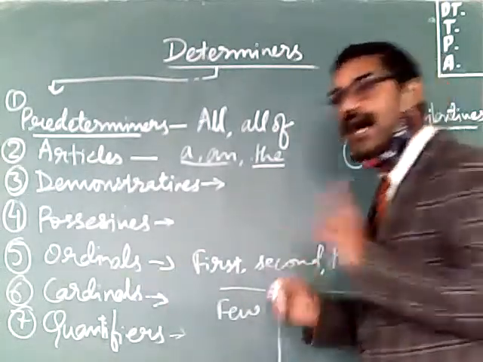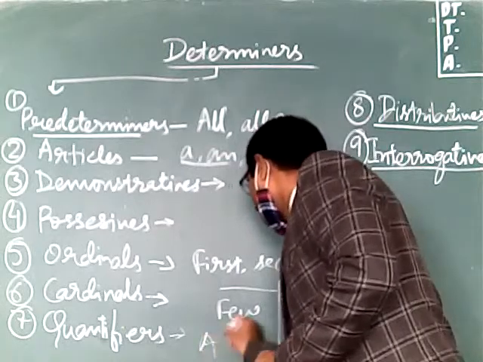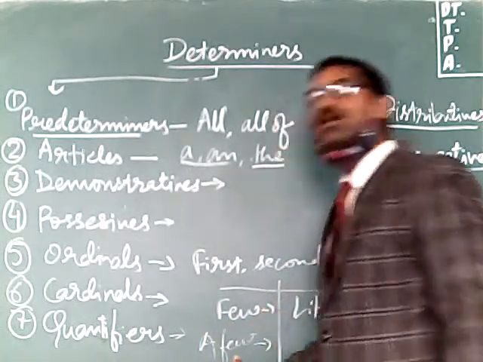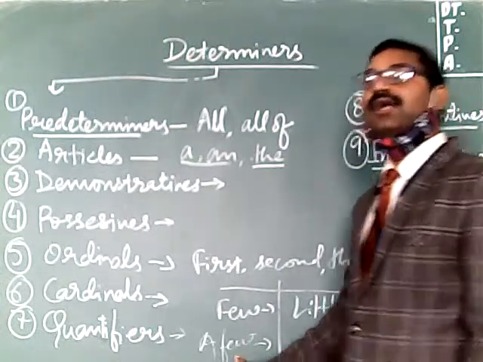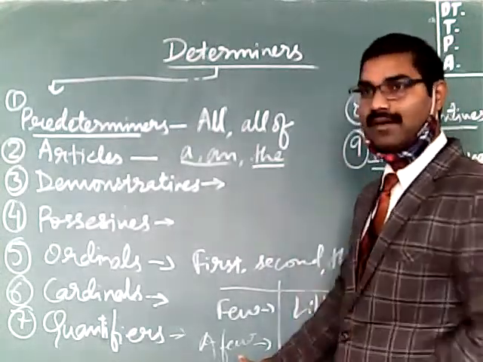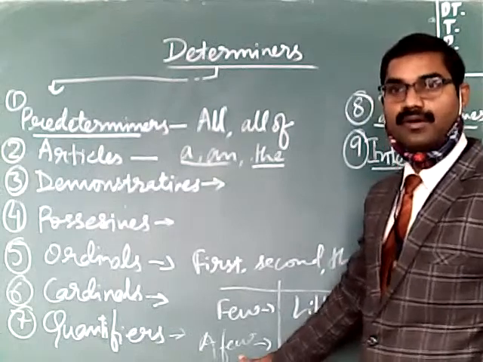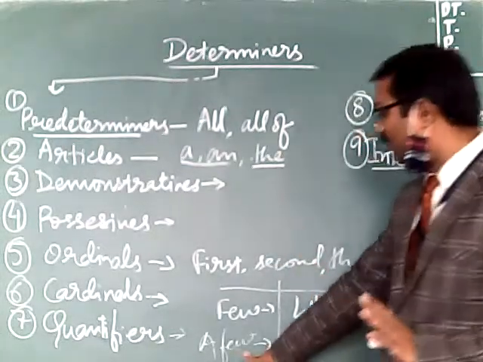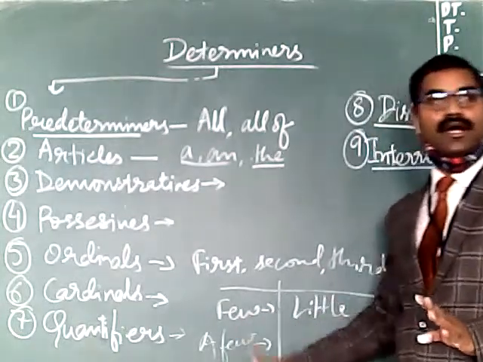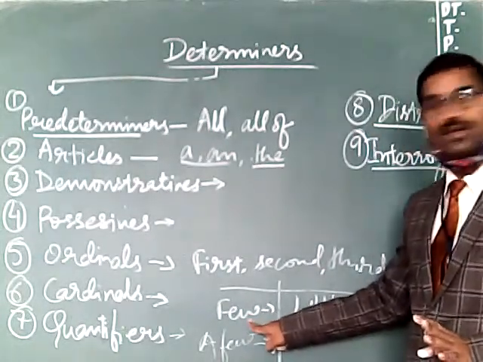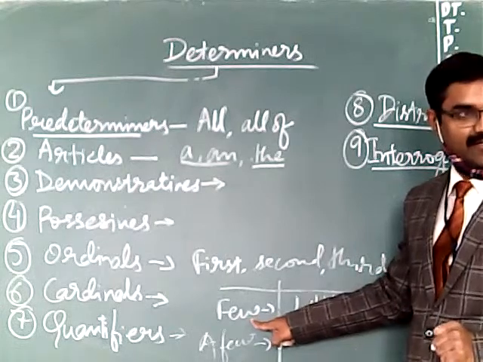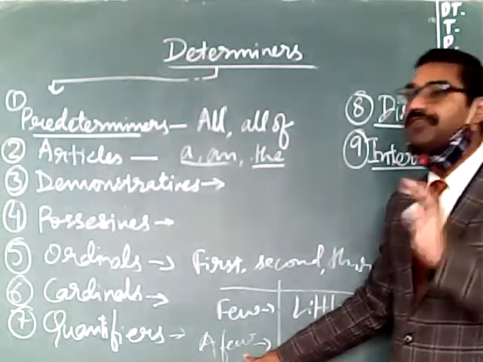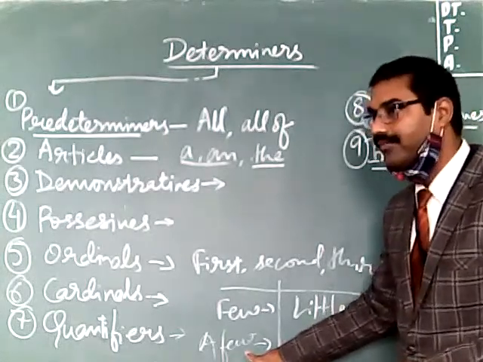But when you say a few, there you mean to show that the things are sufficiently available. A few. The things are enough for you. So the difference between few and a few is that few is used to show hardly any, meaning negative, and a few is used to show something which is sufficient for you, meaning positive. Clear?